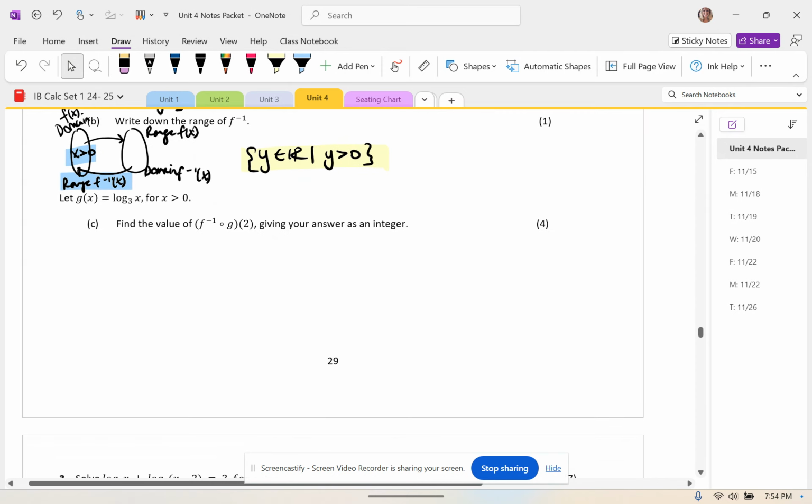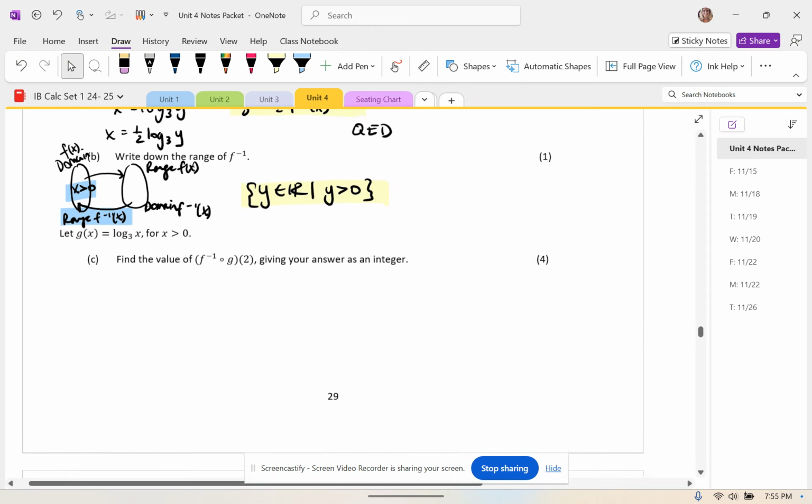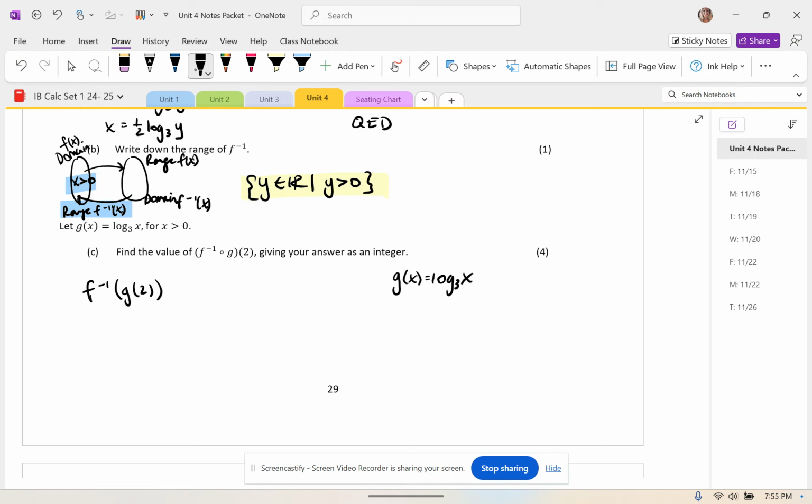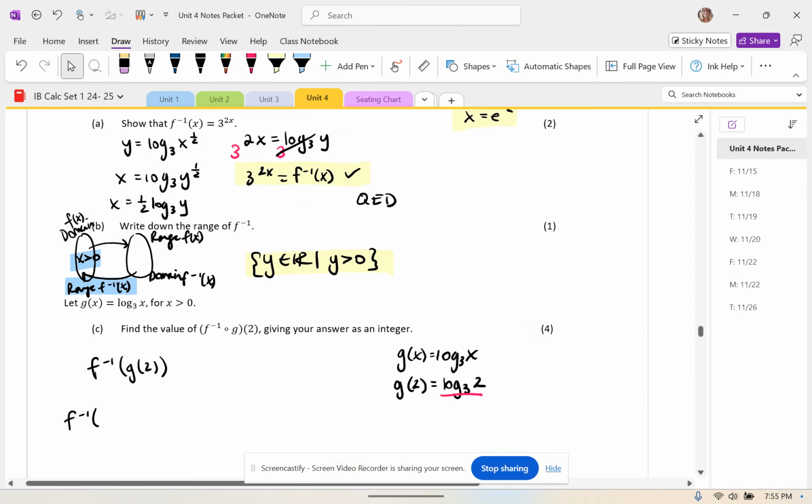And then find the value of, let g of x equal log base 3 of x for x is greater than 0. Find the value of the inverse of f of g of 2, giving your answer as an integer. Okay, so if g of x is equal to log base 3 of x, and I'm working with the inverse of f of g of 2, I'm going to have to plug a 2 into g, and then put this piece into the inverse of f. So the inverse of f is right above. It is 3 to the 2x.